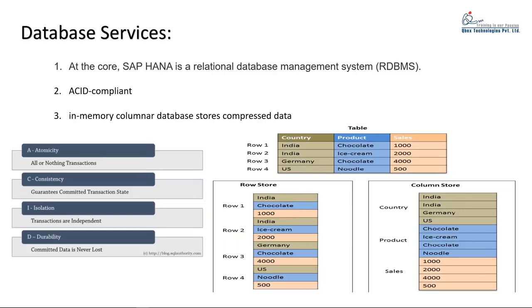At the core, at the base, if you look at HANA, it's a relational database management system. It's a normal database, where any database should be ACID compliant, which indicates atomicity, consistency, isolation, and durability. When I say atomicity, it means all-or-nothing transactions.